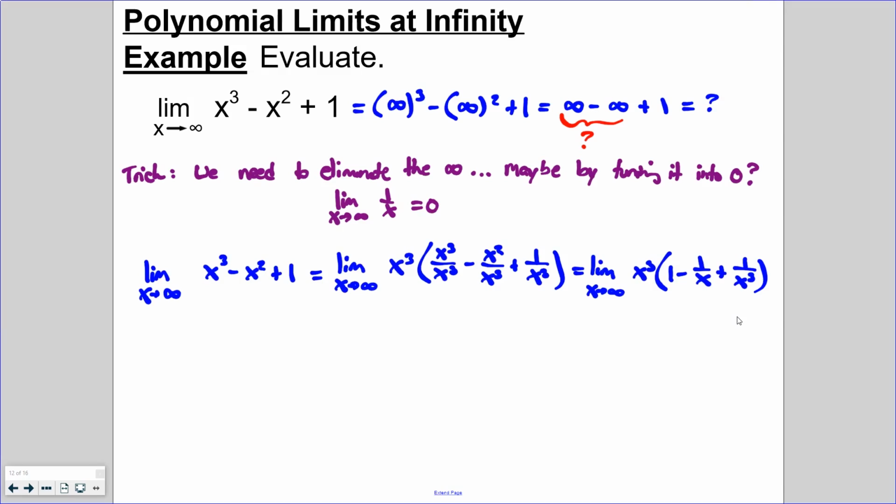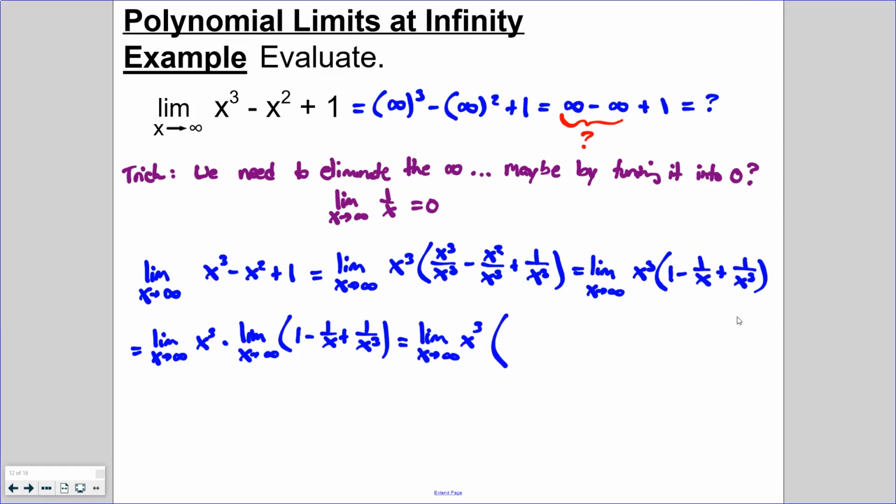Alright, so now we can see that we have 1 over x and 1 over x cubed, and if we play our cards right, we can eventually turn those into zeros. So let's play those cards. So I can rewrite this limit as being the limit as x approaches infinity of x cubed times the limit as x approaches infinity of 1 minus 1 over x plus 1 over x cubed. And I can continue to use my limit properties to get the limit as x approaches infinity of x cubed times the limit as x approaches infinity of 1 minus the limit as x approaches infinity of 1 over x. And boy, am I sick of writing this limit sign, but I have to do it. Whew! And there we go. And that with the limit as x approaches infinity of 1 over x cubed.